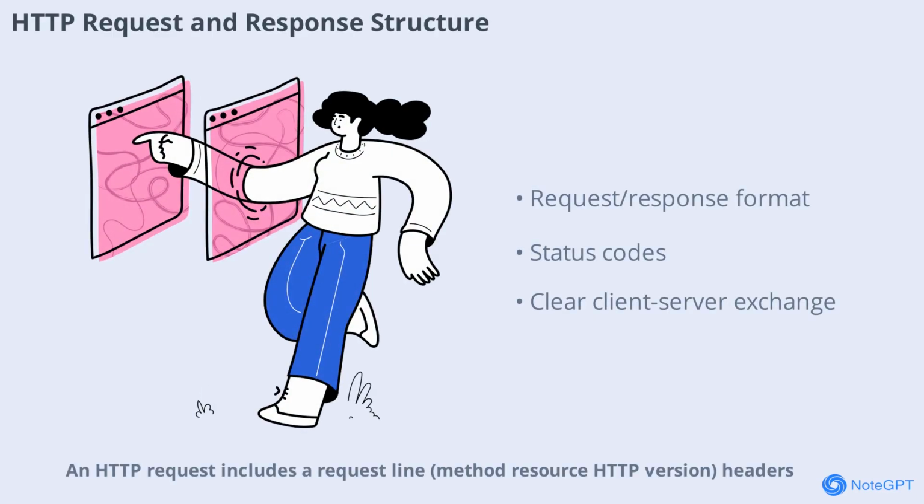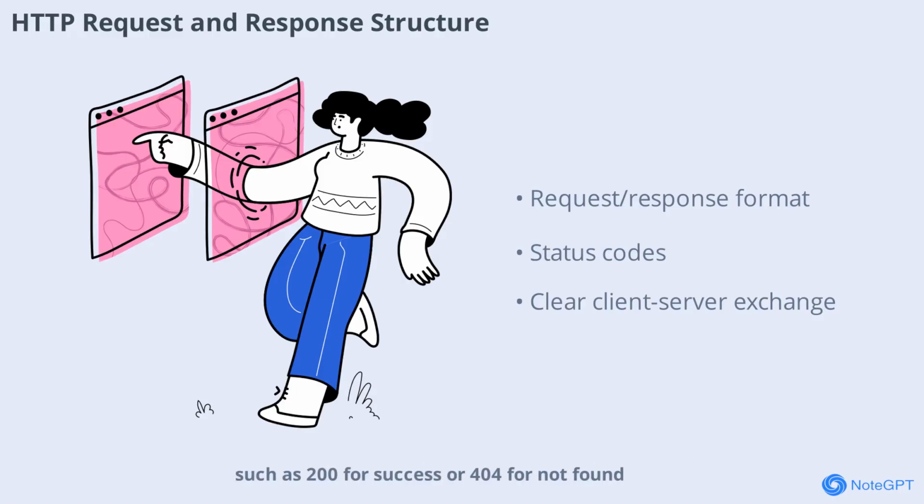An HTTP request includes a request line, method, resource, HTTP version, headers, and an optional body. Common methods are GET and HEAD. The server responds with a status line, HTTP version, status code, reason, headers, and a message body. Status codes indicate the result, such as 200 for success or 404 for not found. This structured exchange ensures clear communication between clients and servers.